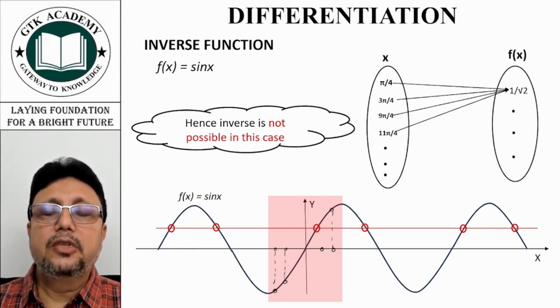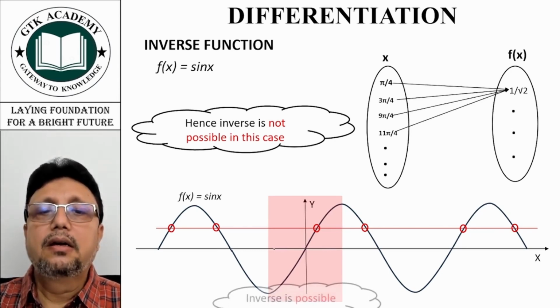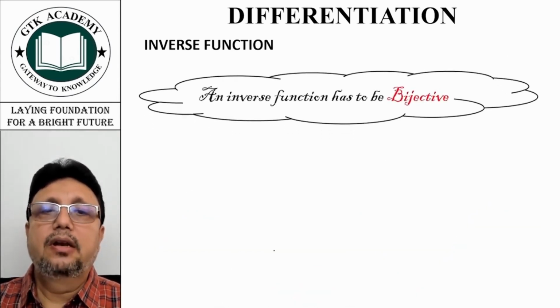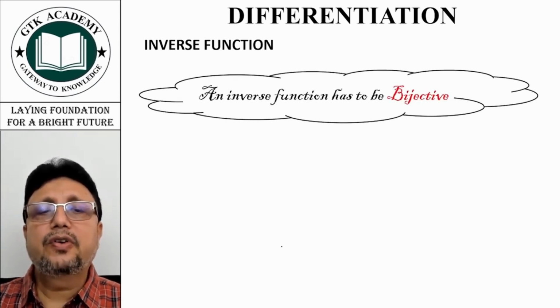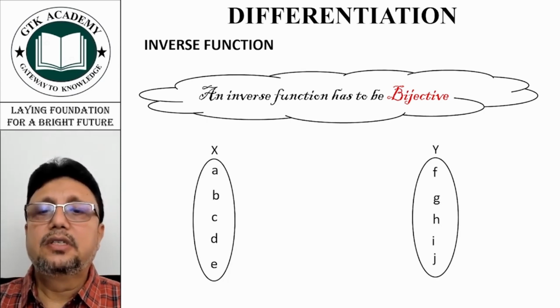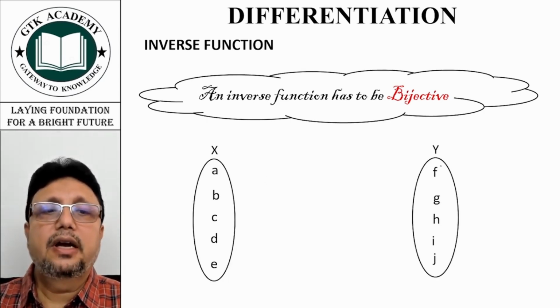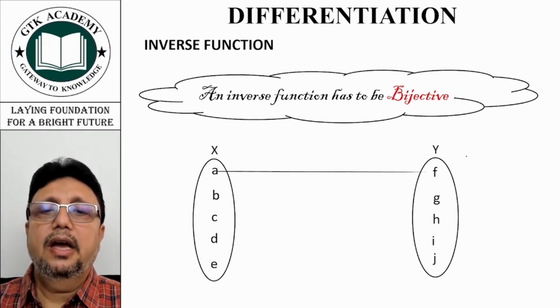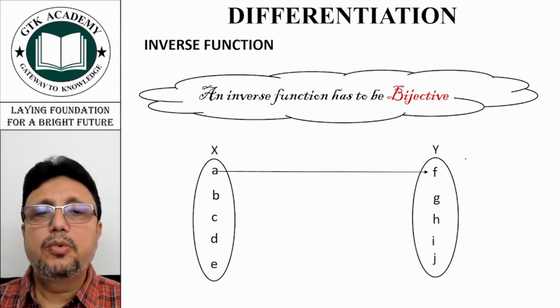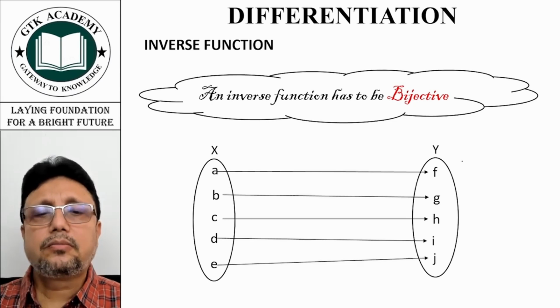So this type of mapping is called a bijection. The inverse function has to be bijective. That means if these are the elements of x and this is y, that is f(x), every element in x has to be mapped to one element in y, and there should be no element remaining. That is called bijective mapping. Hope you have studied this.